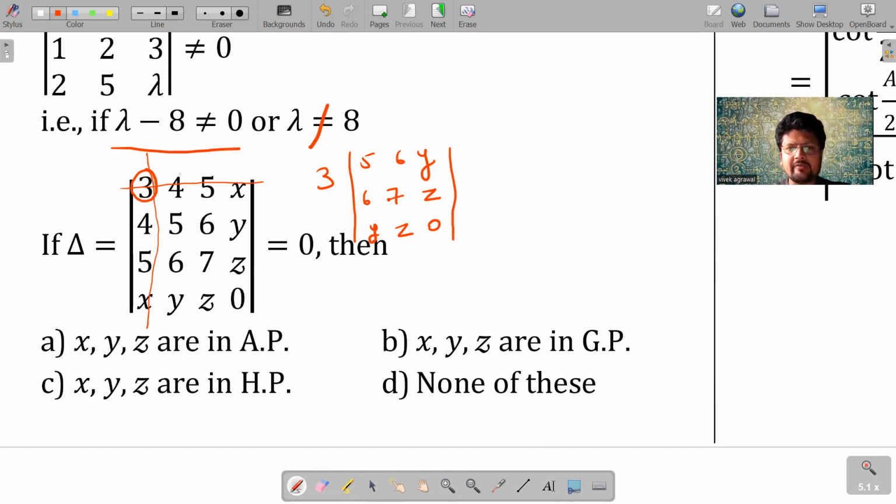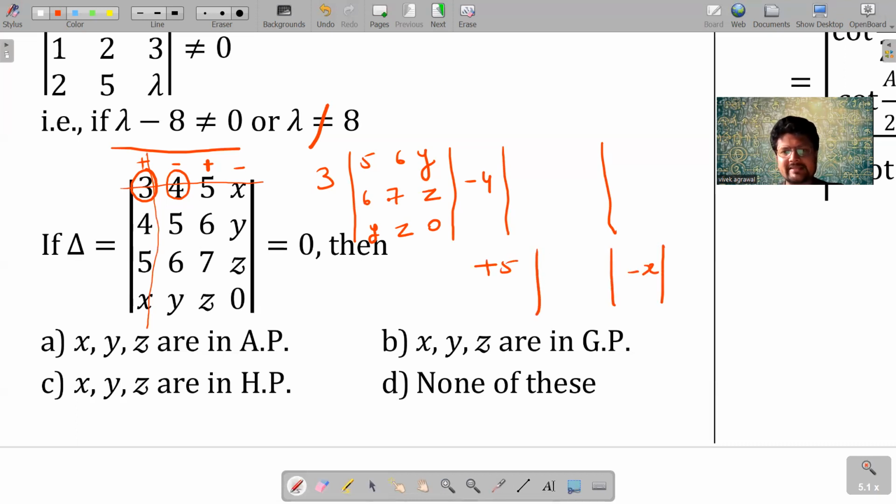Understood? Now if we choose next 4, 4 will be taken with a negative sign. This is plus, minus, right? So when you choose 4, it will be minus 4 into whatever determinant is getting created. Now plus 5 into this determinant, then minus x into the next determinant is equal to 0. So the expansion would be like this. Any doubts in this?